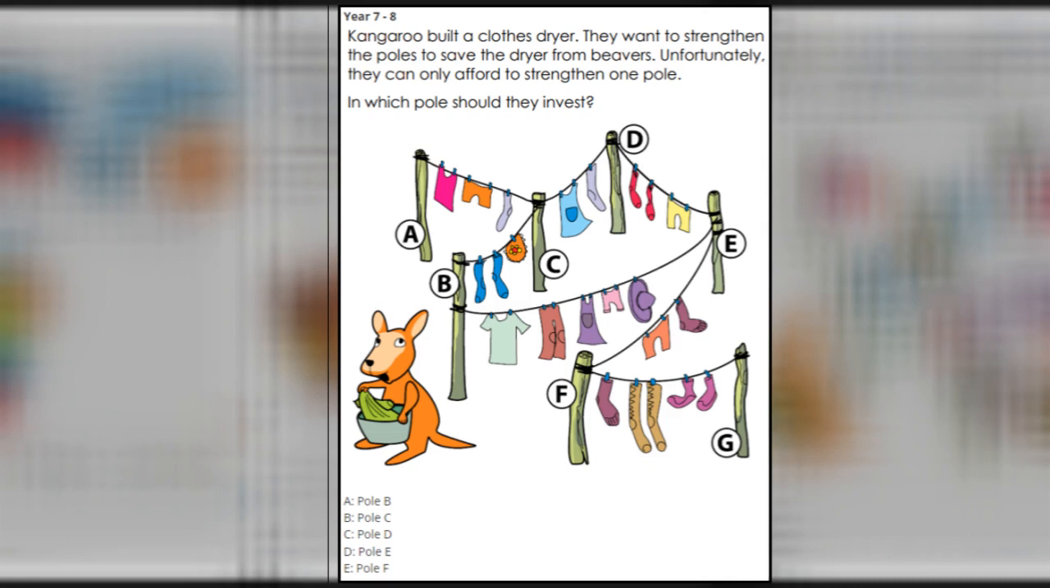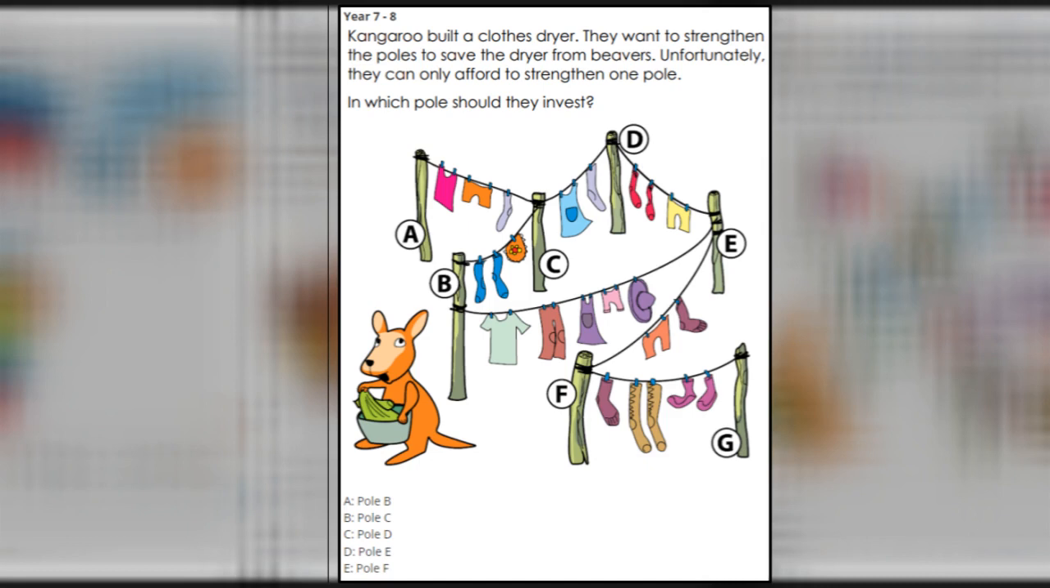Pole D is only supporting 5 pieces of clothing, 2 between C and D, and 3 between D and E. E is supporting 3 pieces of clothing between D and E, 5 between B and E, so 8 so far, plus another 2 between E and F. So that's 10. That's the most pieces of clothing so far. And the last one is F, which is holding 2 pieces of clothing between F and E, and 5 pieces of clothing between F and G, so 7 in total. So the most pieces of clothing were being held up by E.